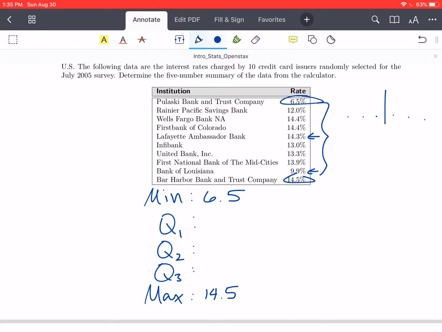Find the middle. In this case, there are 10 data points, so you're going to have to find an average. That'll give you 13.6. A good one to practice if you're wanting some extra practice with finding these quartiles. And then do the same thing we did on the last one. You get the first quartile is 12, third quartile is 14.4.